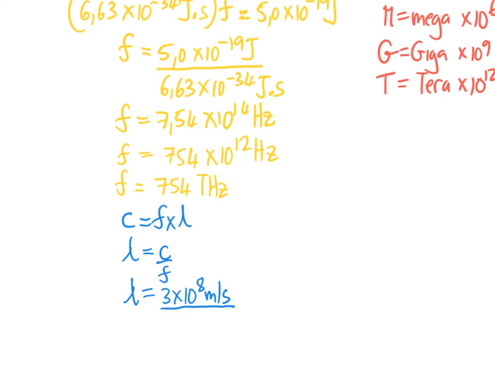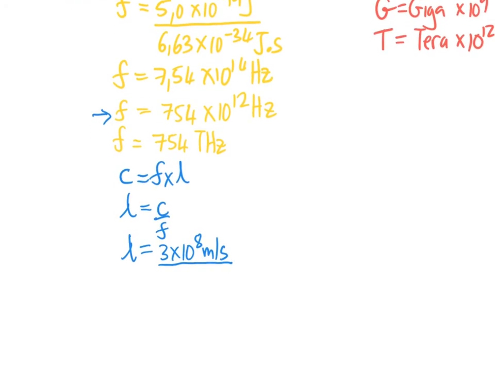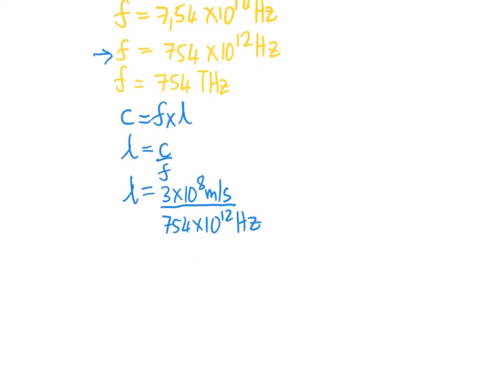Now we are going to have to work with the frequency in hertz and not in terahertz. So we're going to do that. So it's going to be 754 times 10 to the 12 hertz. And this gives us a wavelength of 3.98 times 10 to the minus 7 meters.